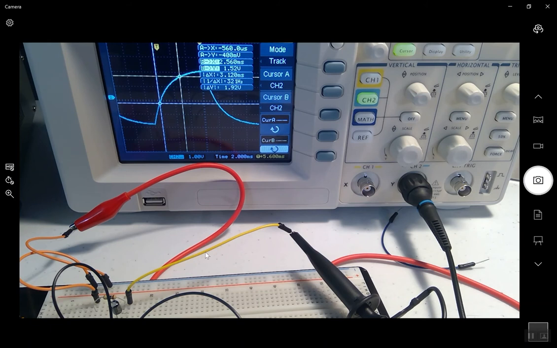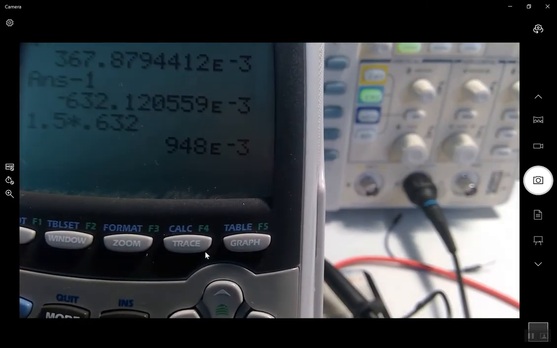In one time constant, we will still maintain roughly 66% of the value. And if you looked at the video, it's precisely not 66, but 63.2%. So we're going to take 1.5 and multiply it by 0.632, because that's 63.2%, and we get 0.948.